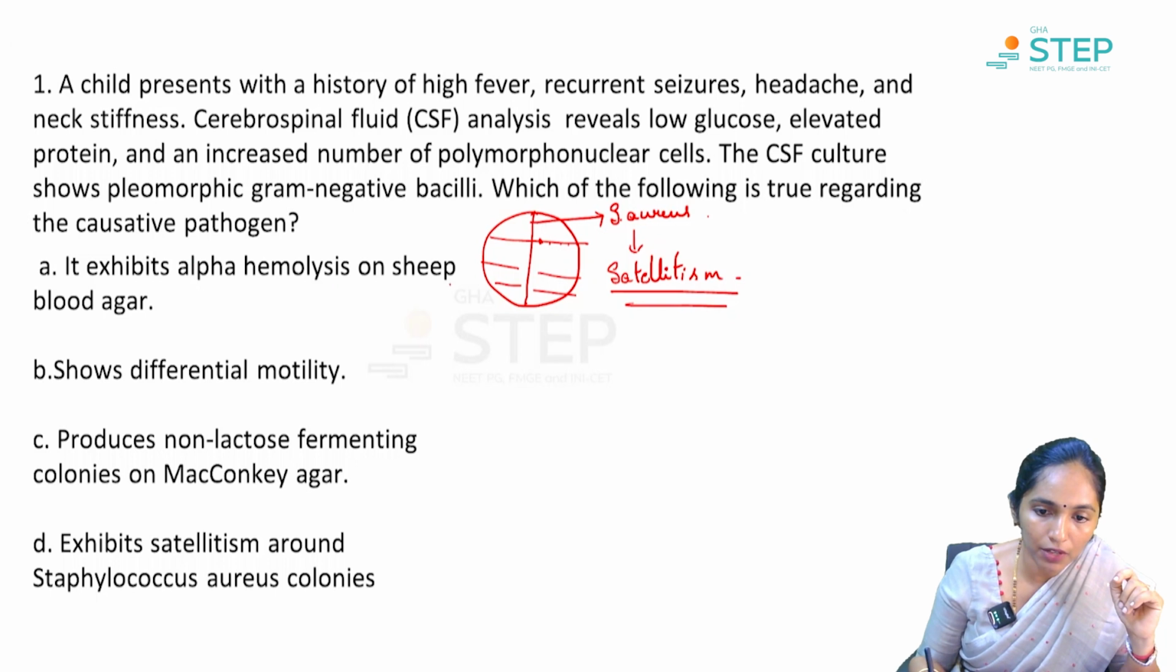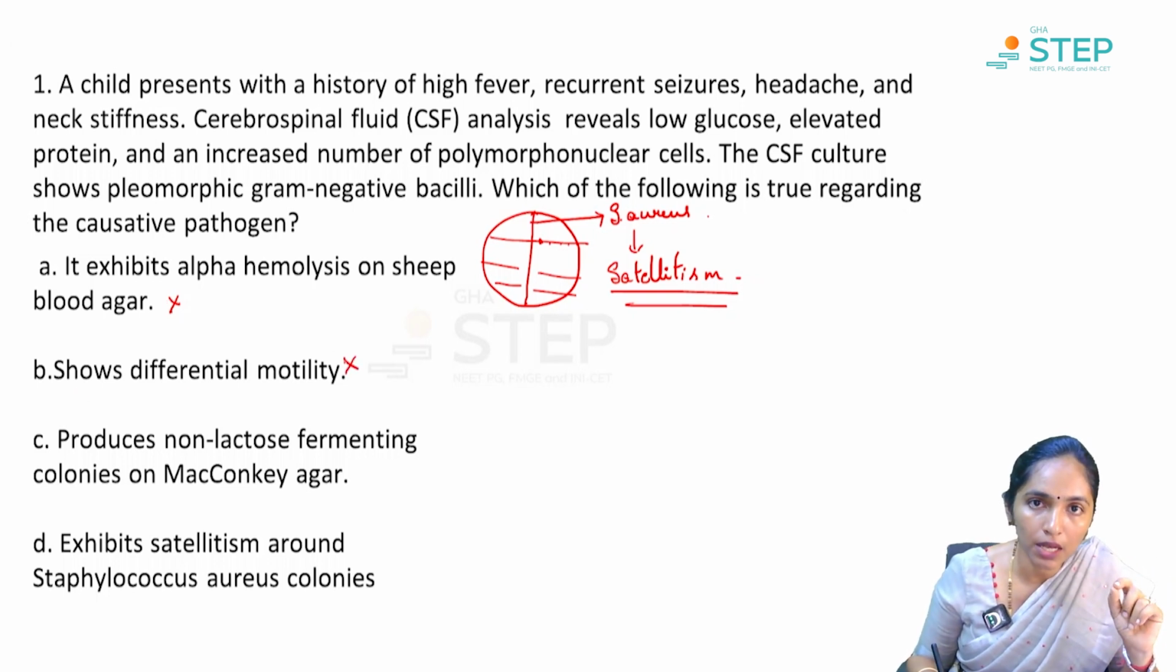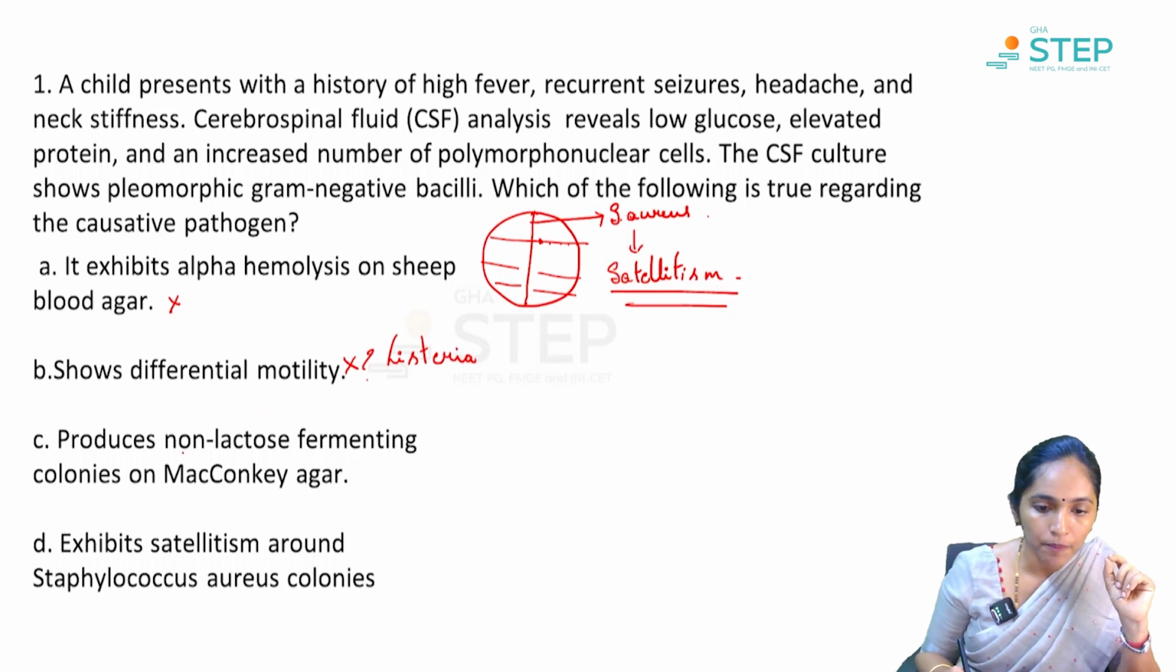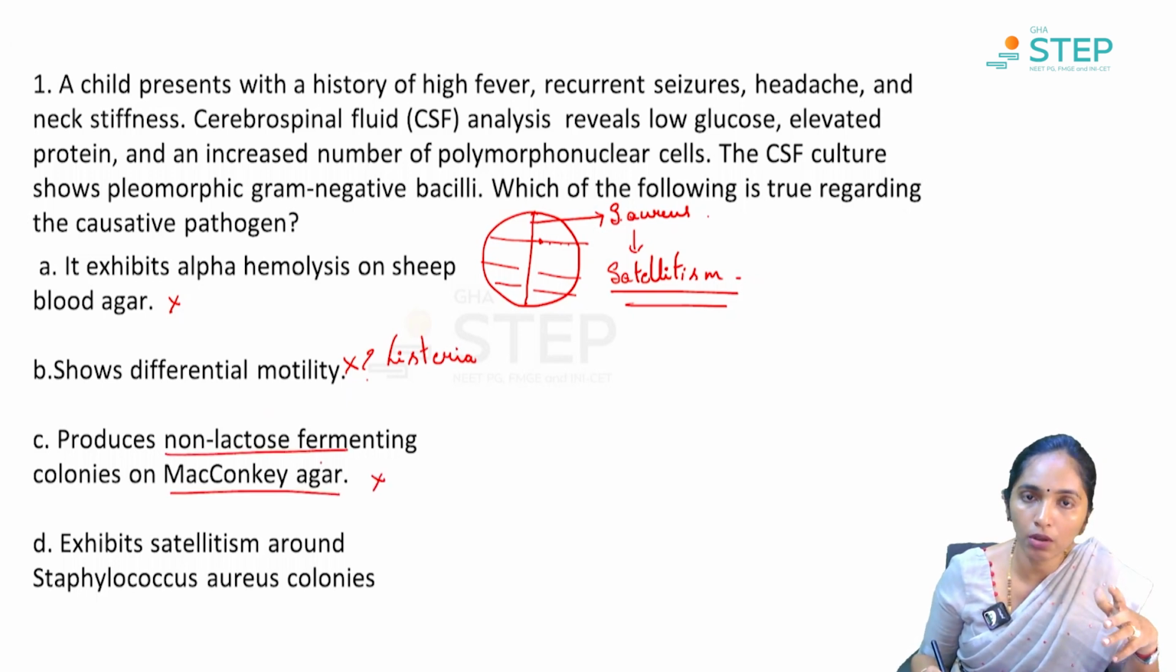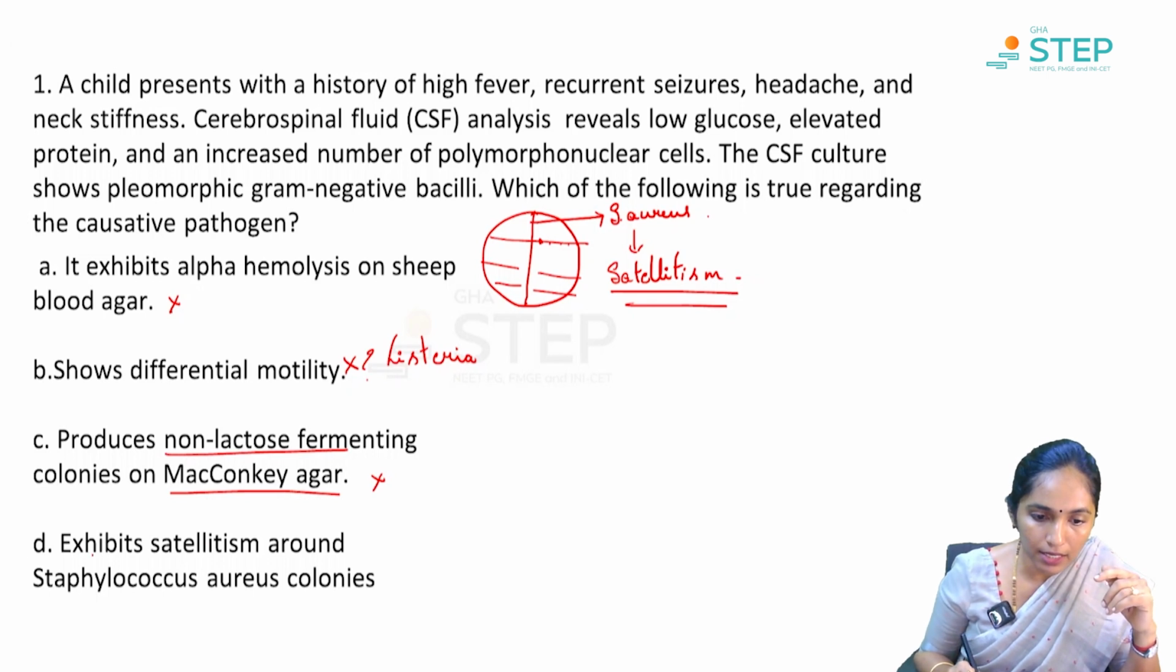Okay, so now let us look into the options. It exhibits alpha hemolysis on sheep blood agar. What did I tell? They will not grow well on sheep blood agar because there is no factor V. Shows differential motility? No, it is a non-motile bacillus. The one which shows differential motility is Listeria monocytogenes. They form NLF colonies on MacConkey agar? No, they will not grow on MacConkey agar. And lastly, yes, they exhibit satellitism around S. aureus colonies. This is the correct option.